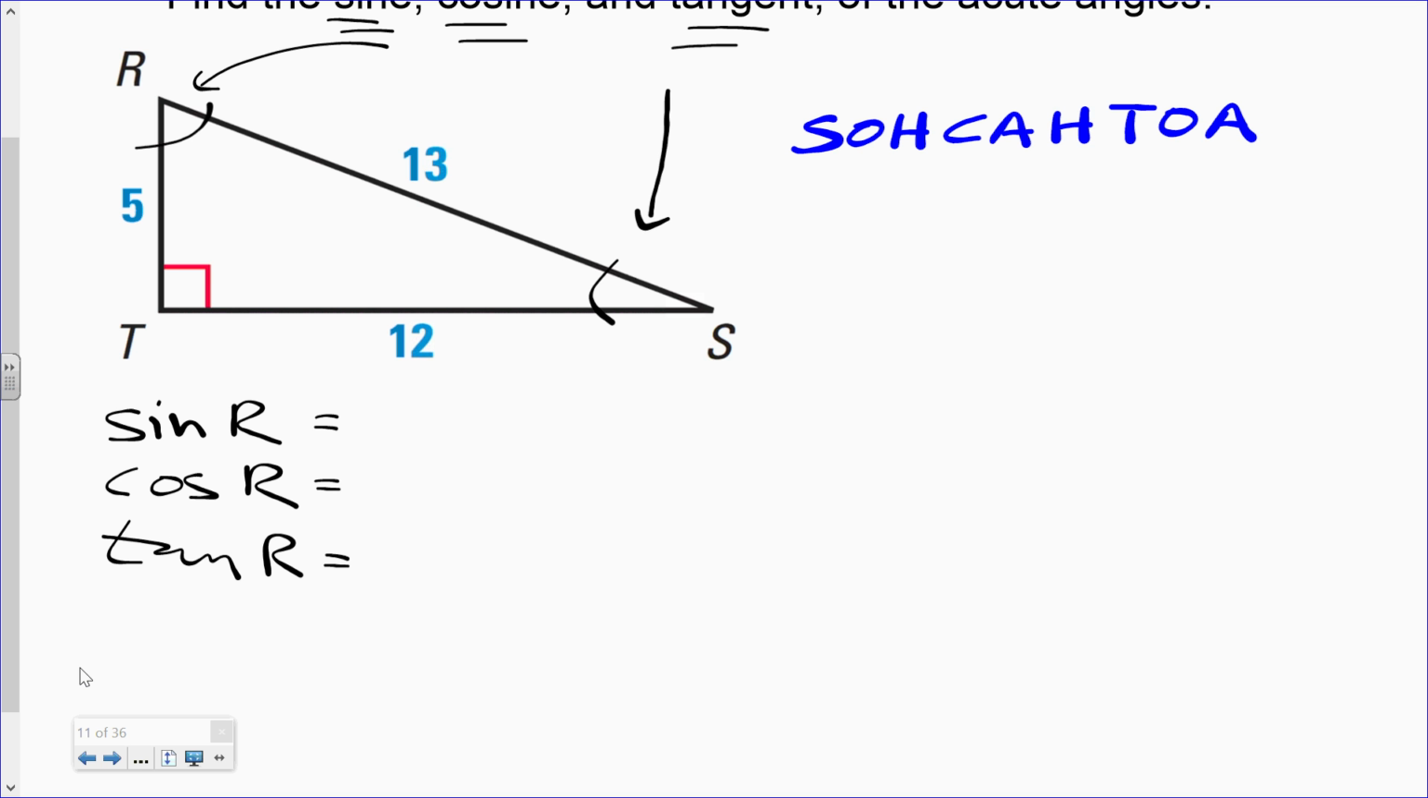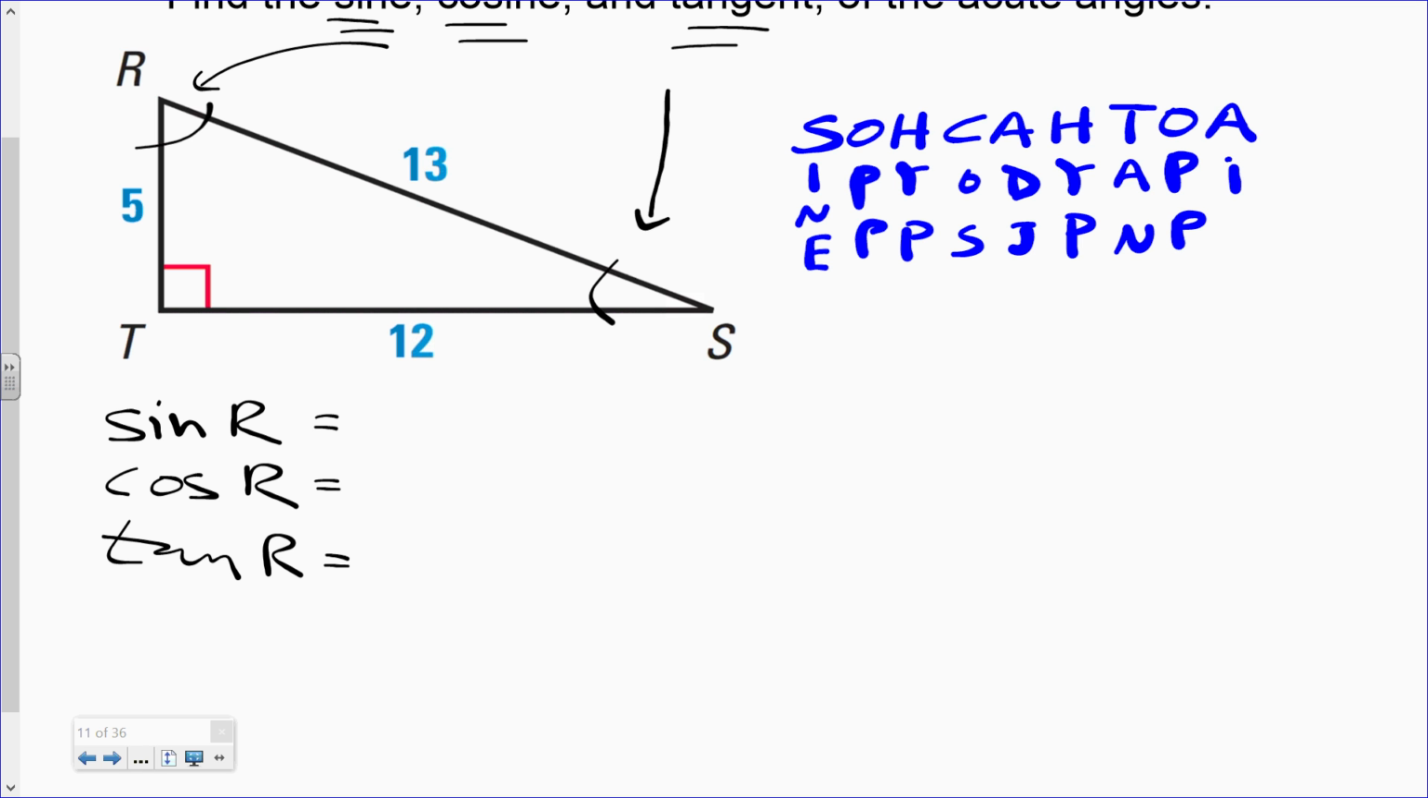It's an acronym, and it enables you to memorize what every trigonometric ratio involves. So sine is opposite, I'll put OPP for opposite, over HYP for hypotenuse. Cosine is, I'll put ADJ for adjacent, adjacent over hypotenuse. And tangent is opposite over adjacent. SOHCAHTOA.